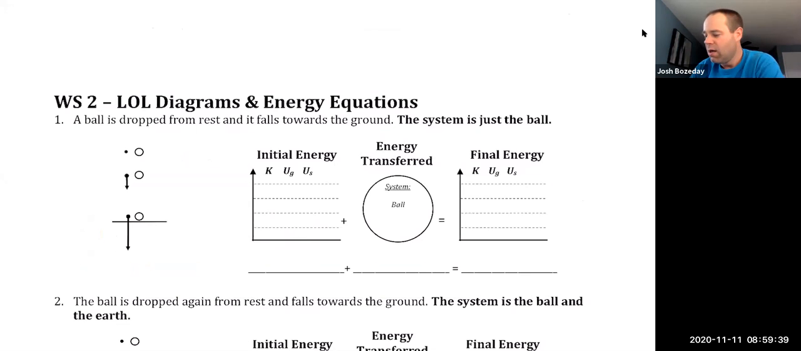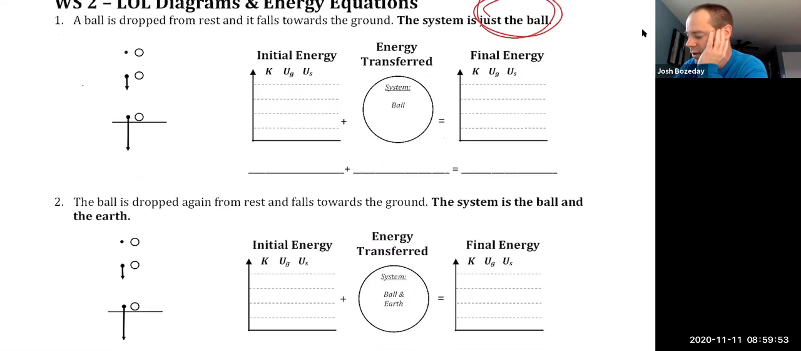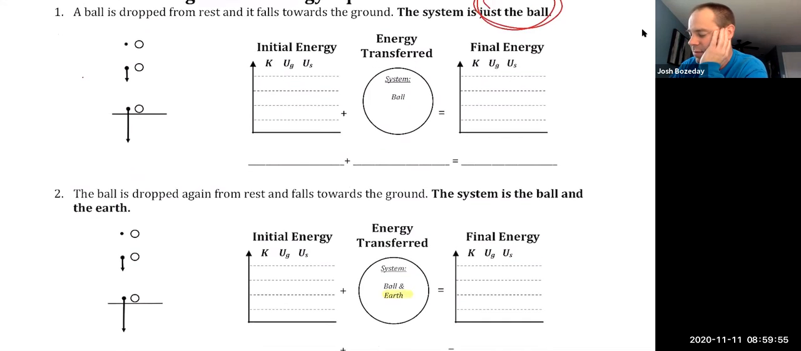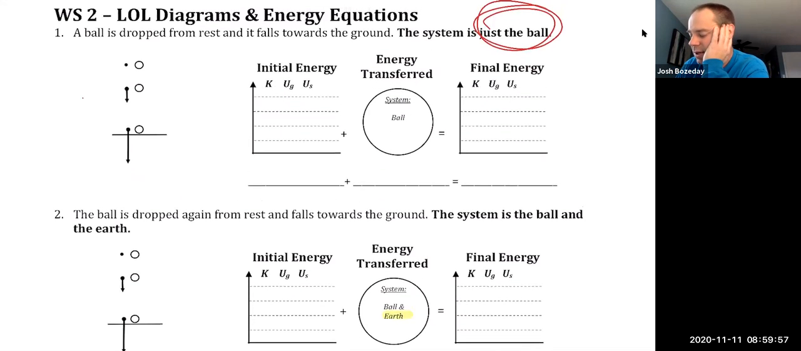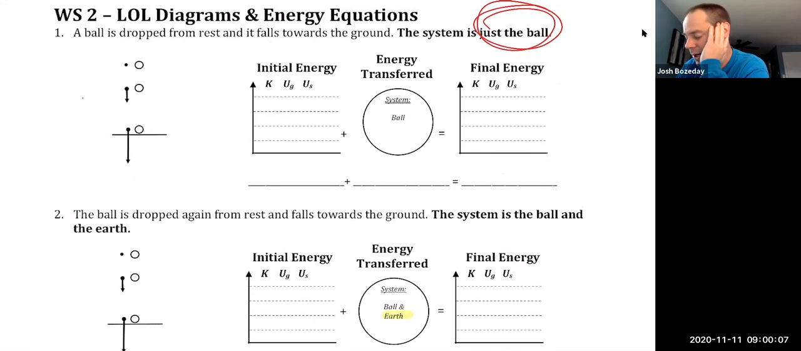Let's do it then. So this first problem says that a ball is dropped from rest and it falls towards the ground. The system is just the ball, okay? So what that means is, sorry, it means the Earth is not part of the system. And so what we want to do is think about what kind of energy it has up here and what kind of energy it has down there just before it hits the ground, okay? So that's really what we're thinking about.